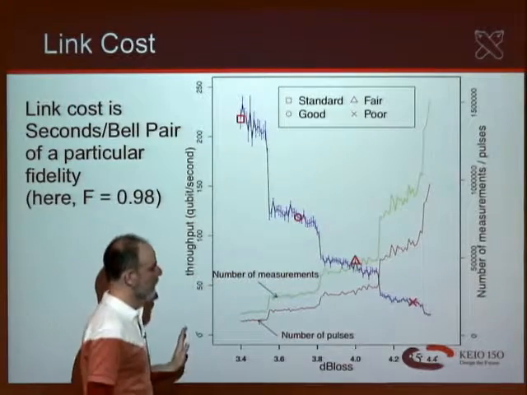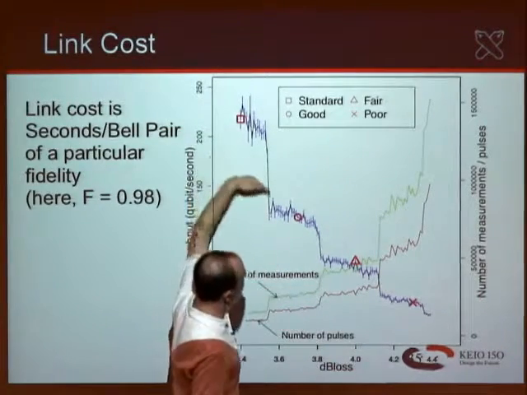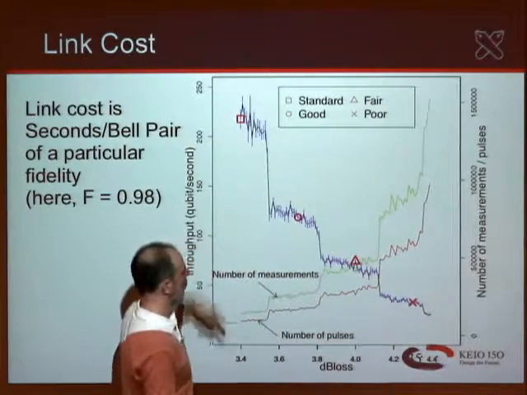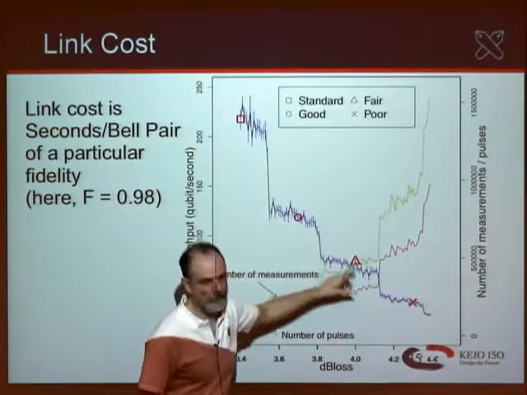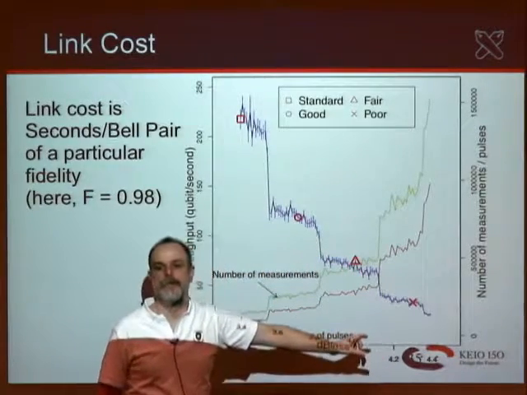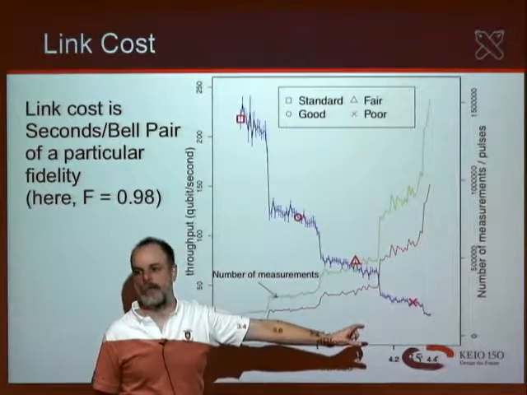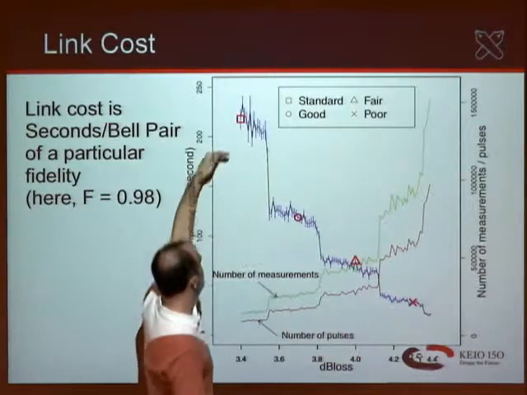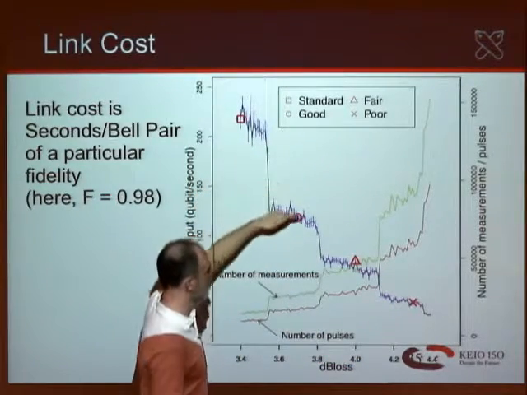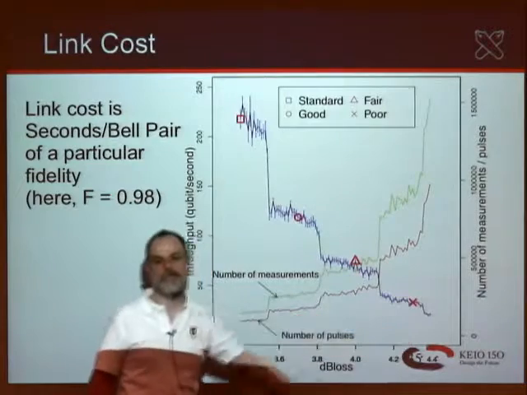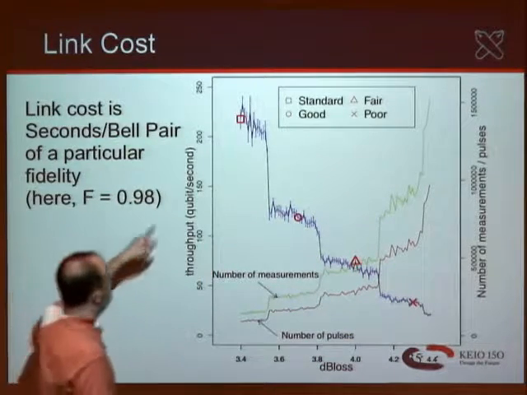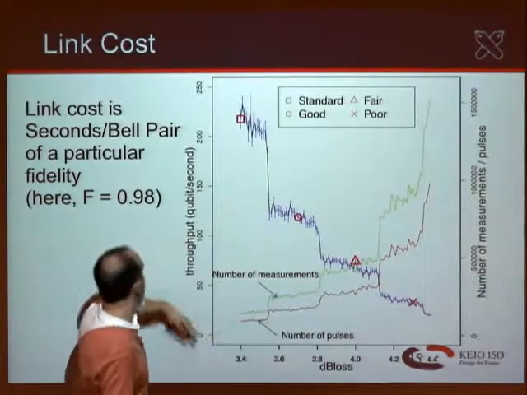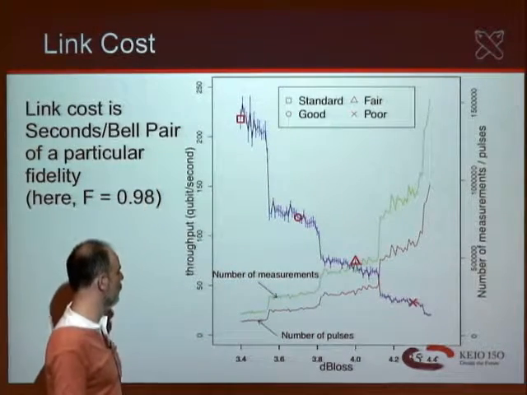So you can see as loss increases, the blue line here, your throughput is going to decline. And in fact, it seems to decline in a stair-step fashion. This is a result of the number of rounds of purification you wind up doing. So this would be 1 round of purification, 2 rounds of purification, 3 rounds of purification, 4, give or take, roughly. So the blue curve here is the throughput, and this is a couple of hundred bell pairs per second.